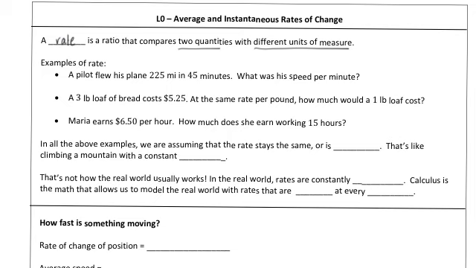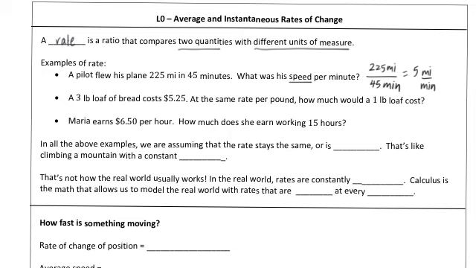If we say that a pilot flew his plane 225 miles in 45 minutes, what was his speed per minute? Well, his speed per minute would be the distance, 225 miles, divided by the time, 45 minutes, and that is a rate. It's a comparison or a quotient, a ratio of two quantities with different measures. So if you do 225 divided by 45, you get that this pilot is flying at 5 miles per minute. That is his rate. Speed is a rate.